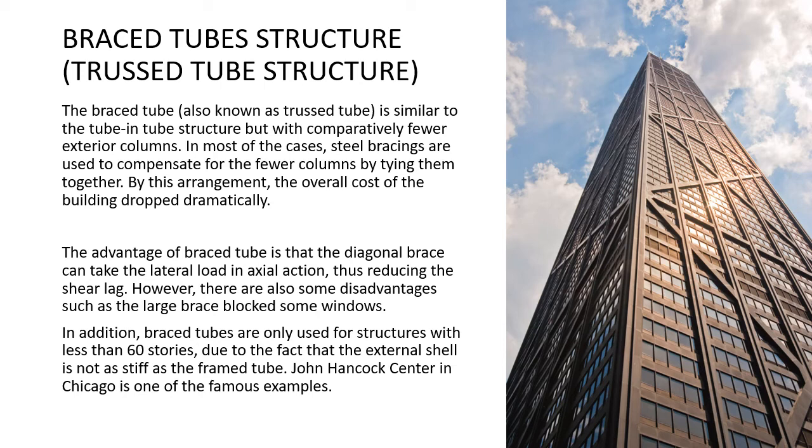However, there are also some disadvantages, such as large braces blocking some windows. In addition, brace tubes are only used for structures with less than 60 stories, due to the fact that the external shell is not as stiff as the frame tube. John Hancock Center in Chicago is one of the famous examples.